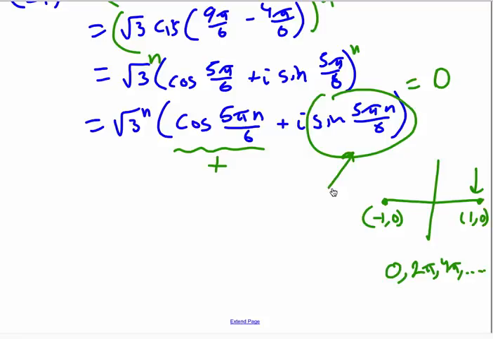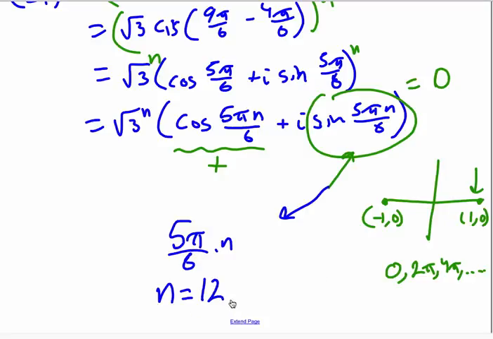Okay, so if we want this argument to be a multiple of 2 pi, let's take a look at it. 5 pi divided by 6 times n. If we want that to be a multiple of 2 pi, then n has to be, well, if n is 6, then the 6's will cancel and we'll get 5 pi. But we don't want 5 pi, we want a multiple of 2 pi. So the smallest value of n has to be equal to 12. If we have 12, we get some canceling here, and 12 divided by 6 gives you 2, so you get 10 pi. So that's the smallest value of n that gives you a positive real number.